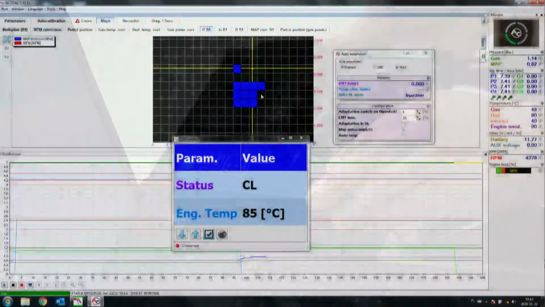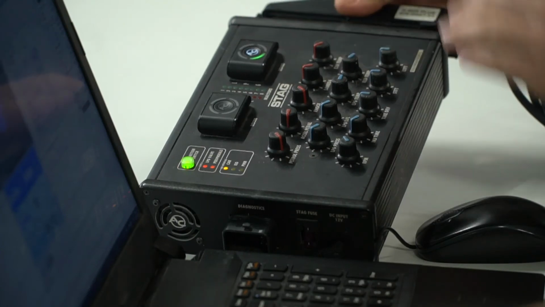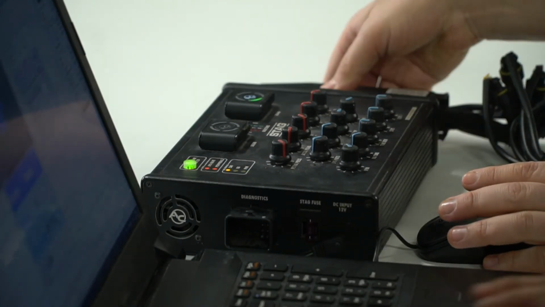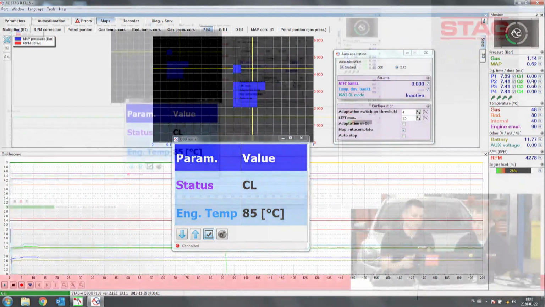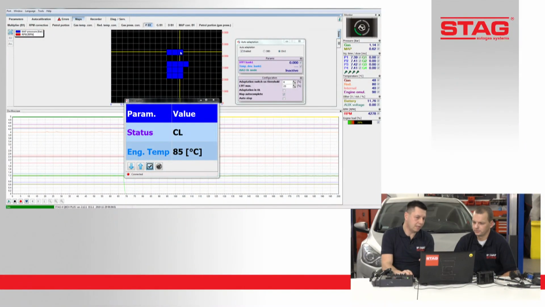So once again, look at the switch. It is blinking. The gas injectors are not injecting gas. Why? Because the system right now is checking what is happening on petrol. After gathering information, now we have the petrol map. The system will automatically change to gas. We do not need to do anything. Exactly, so the driver does not need to do anything, even if we do not have the petrol map completed. And the last option is auto stop.